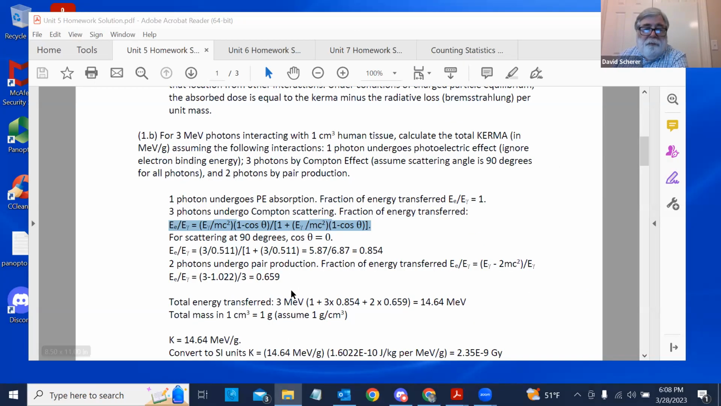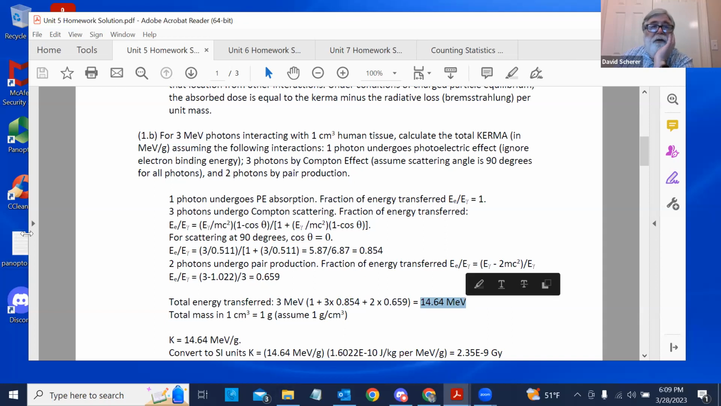So there were three. There was one photoelectric effect, and that has a ratio of 1. There were 3 that transferred 85% of their energy from Compton scattering, and 2 photons with pair production. And it turns out that 66% of the energy is transferred in Compton scattering. That's 66% is the 3 MeV photon minus 1.02 MeV energy produced divided by the 3 MeV of the original photon. Okay, multiply all that out, 14.6 MeV is transferred from those set of 6 photons.